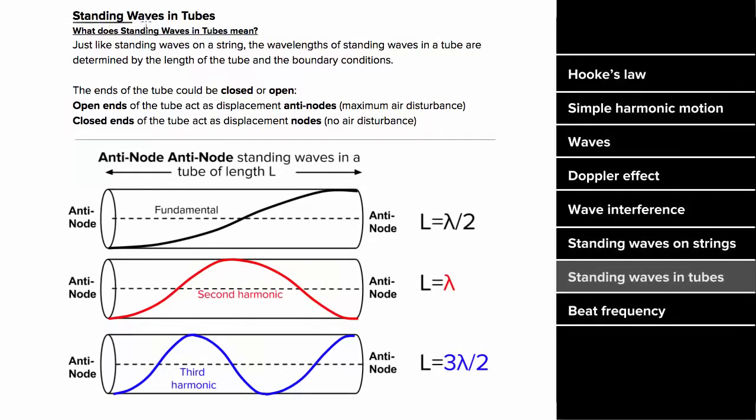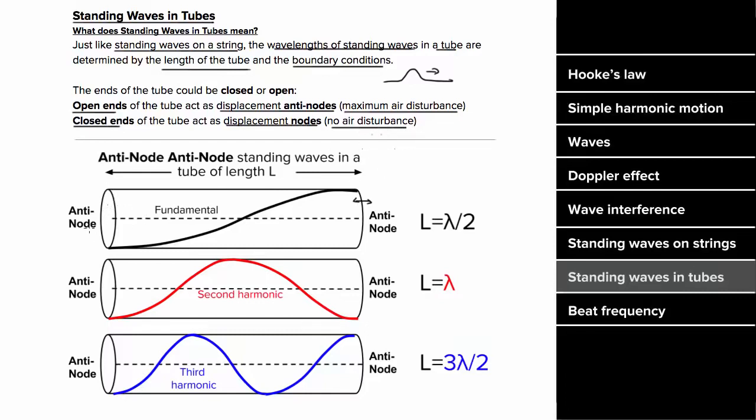How do you deal with standing waves in tubes? Just like standing waves in strings, the wavelength of the standing waves in a tube is determined by the length of the tube and the boundary conditions of that tube. But this time, instead of the string shaking, you're creating a standing wave out of sound waves. Now for the boundary conditions of this tube, an open end is going to act like a displacement antinode since the air at an open end can oscillate wildly and you get maximum air disturbance. But a closed end of a tube is going to act like a displacement node since there'll be no air disturbance at a closed end.